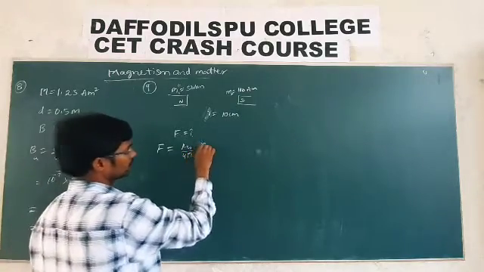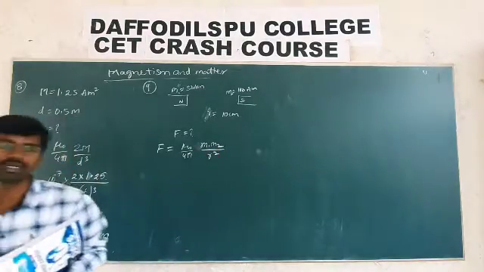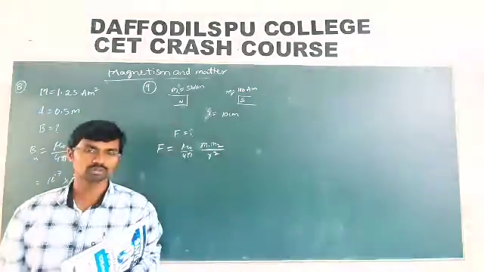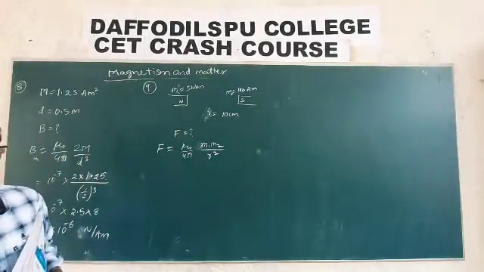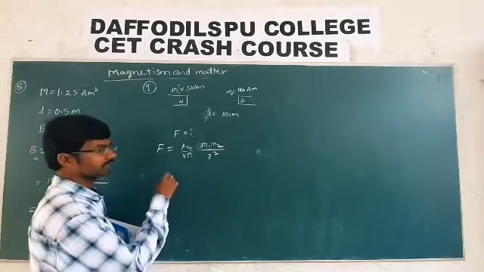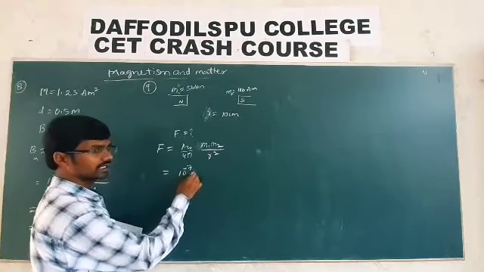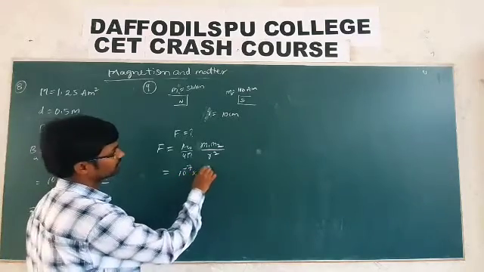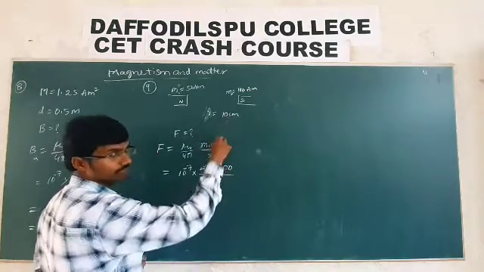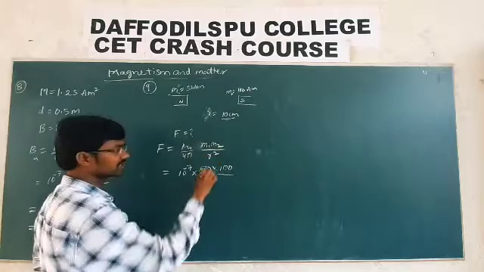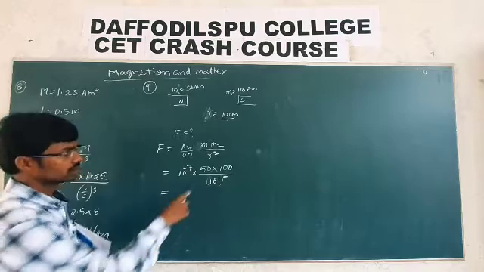10. The force experienced by a pole of strength 100 ampere meter at a distance 0.2 meter from a short bar magnet of length 5 cm. So what is given? The force experienced by a pole, the pole strength is given, M is equal to 100 ampere meter, and it is at a distance of 0.2 meter from a short bar magnet. So d is equal to 0.2 meter, from a short bar magnet of length 2l is equal to 5 centimeter.